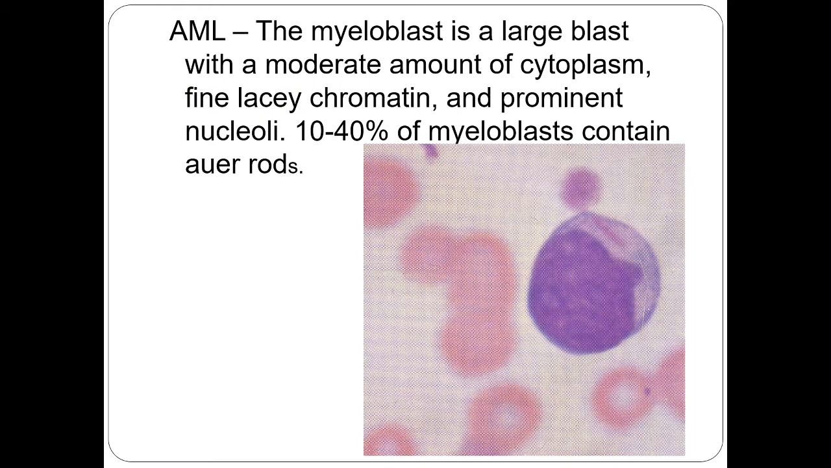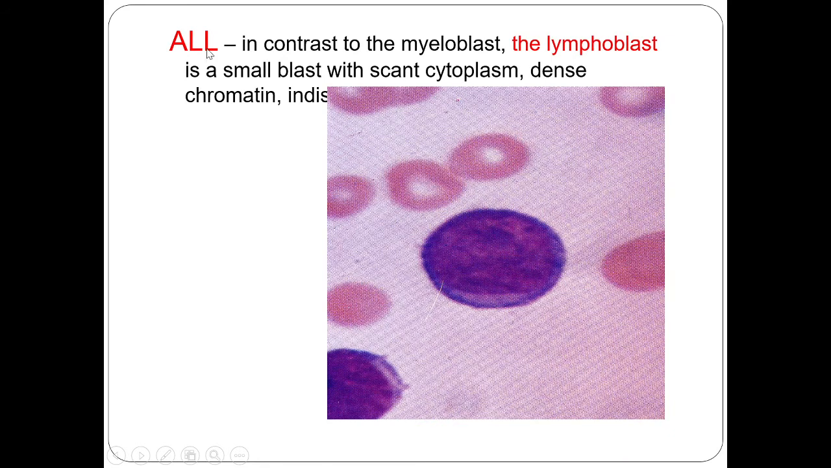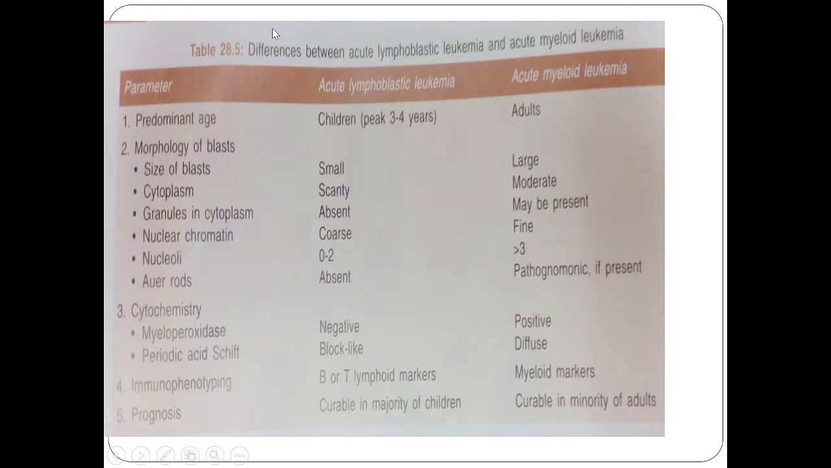The myeloblast in AML is a large blast with a moderate amount of cytoplasm, fine lacy chromatin and prominent nucleoli. 10 to 40% of the myeloblasts contain Auer rods. This is the Auer rod. Now, ALL: in acute lymphoid leukemia, in contrast to the myeloblast, the lymphoblast is a small blast with scant cytoplasm, dense chromatin and indistinct nucleoli. This is the difference between acute lymphoid and myeloid leukemia.